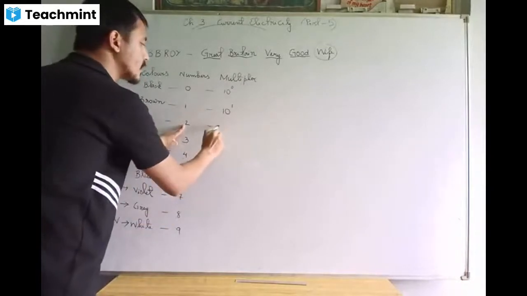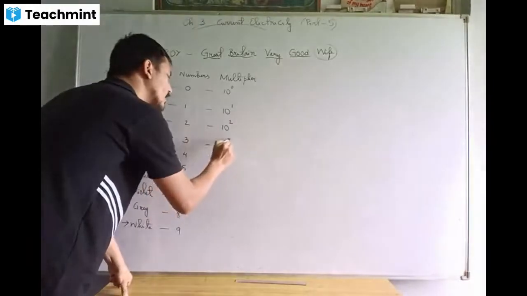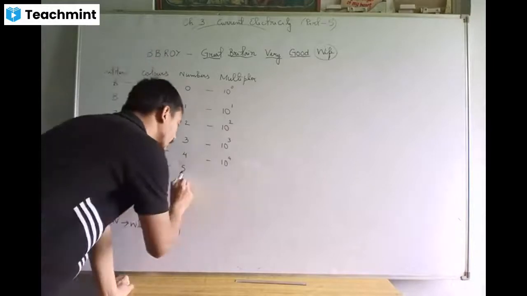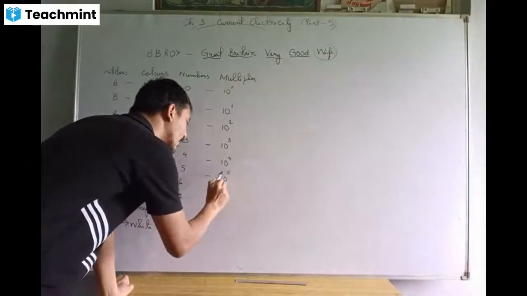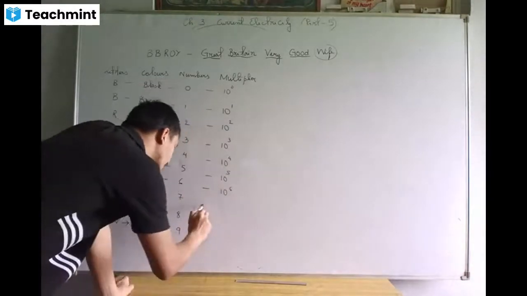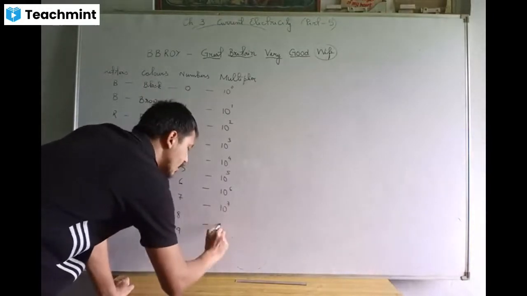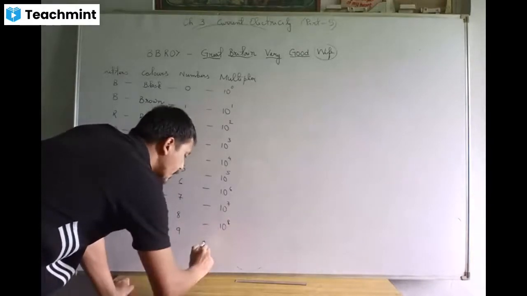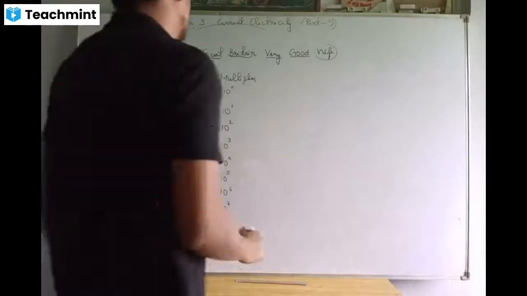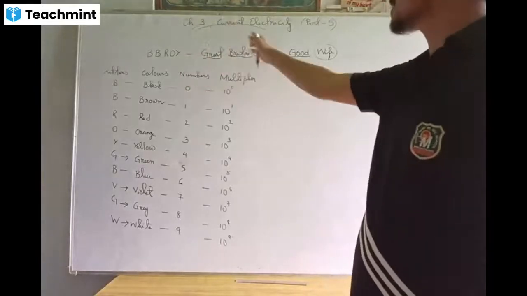Next digit is 2, its multiplier will be 10 to the power 2. Next digit is 3, its multiplier will be 10 to the power 3. Next digit is 4, with multiplier 10 to the power 4. Next digit is 5, its multiplier will be 10 to the power 5. Next digit is 6, its multiplier will be 10 to the power 6. Next digit is 7, its multiplier will be 10 to the power 7. Next digit is 8, its multiplier will be 10 to the power 8. The last digit is 9, its multiplier will be 10 to the power 9. Again, we have colors, numbers, multipliers.